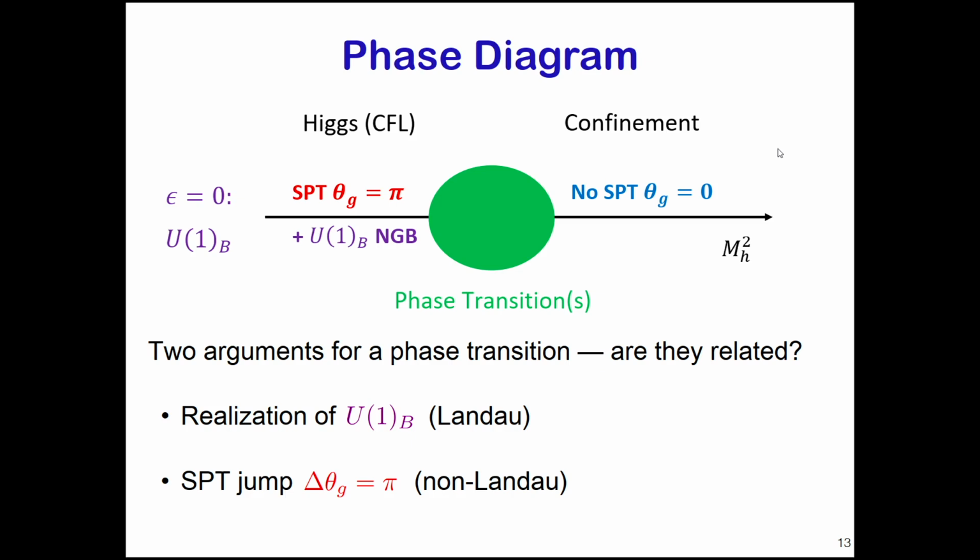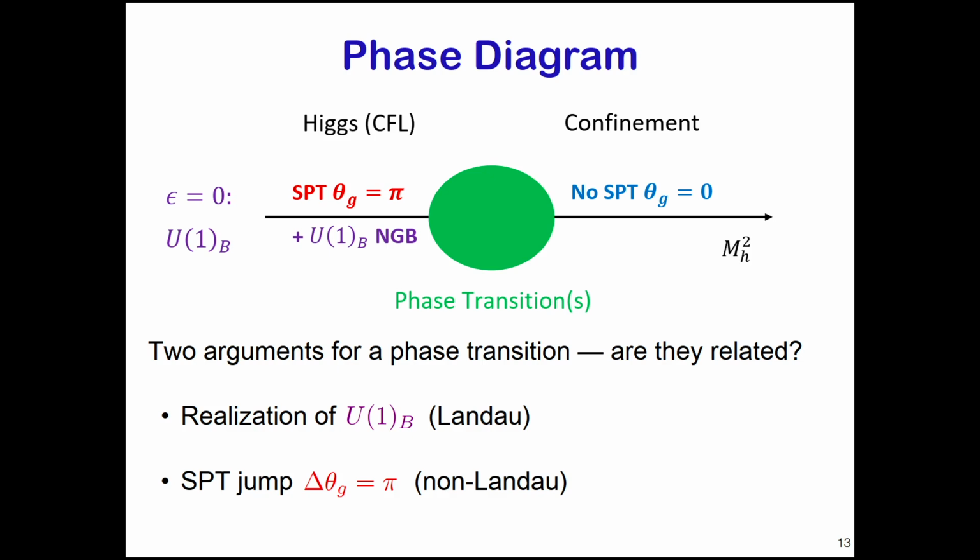All right, so what is the phase diagram of this model? Well, we have the positive Higgs mass phase where everything is boring and trivial, no SPT, no symmetry breaking, etc. And then we have the Higgs phase, where we have both symmetry breaking, the U1 baryon number is broken, and on top of that we have a theta equals pi gravitational SPT, topological superconductor.